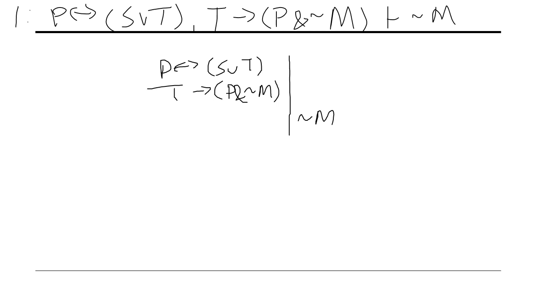So for the first one up here, I'll start using the colors again. I forgot about doing that. We're going to start with that one. So the main operator is a double arrow. So double arrows, we branch out. And since we're saying it's true, that means that either both sides are true or both sides are false.